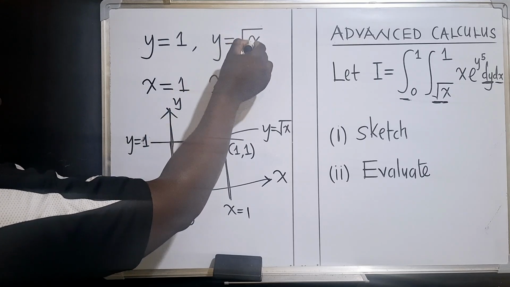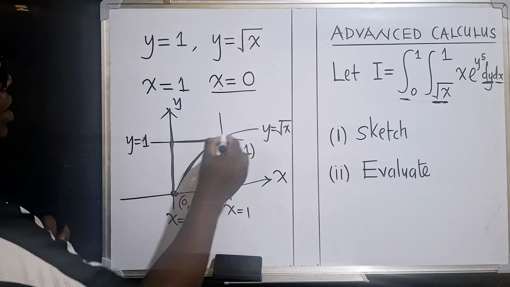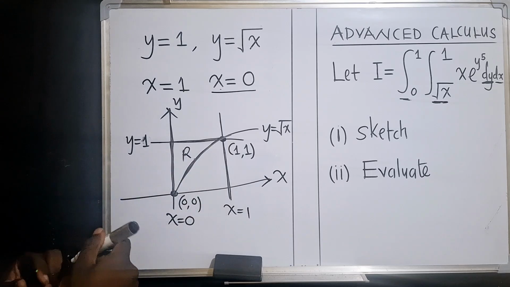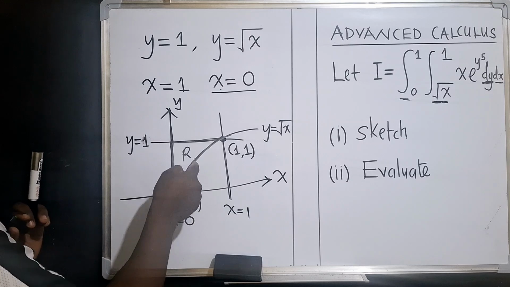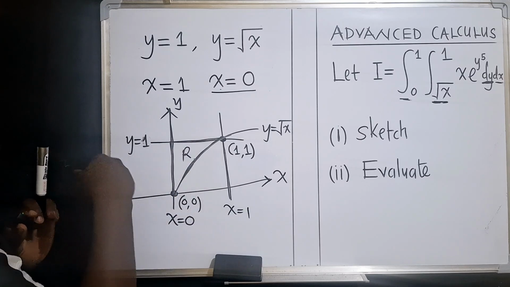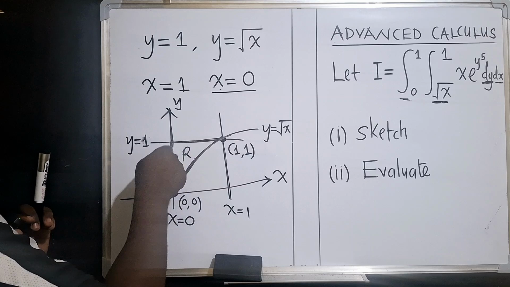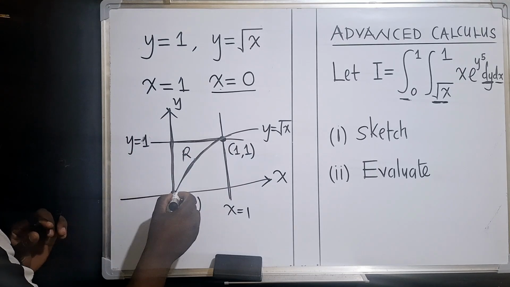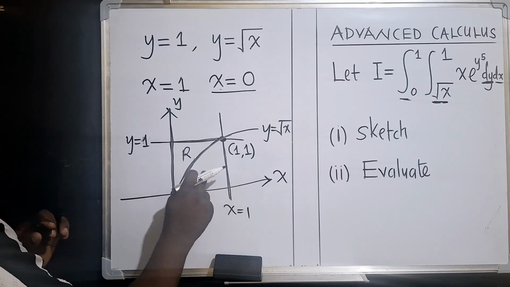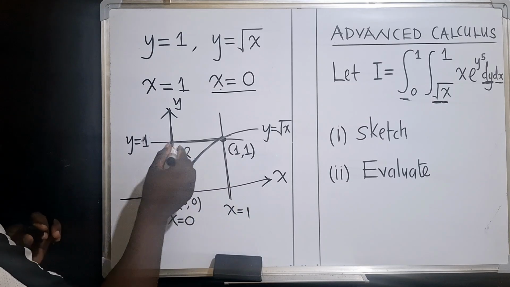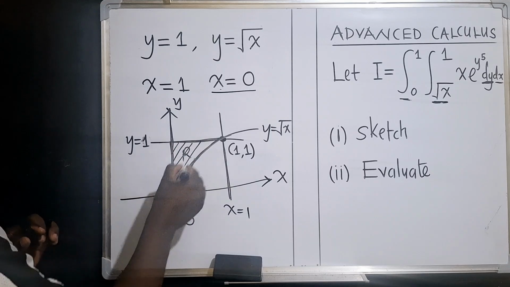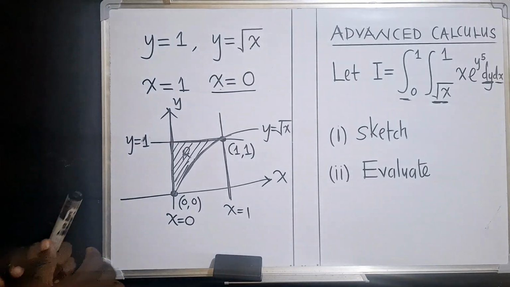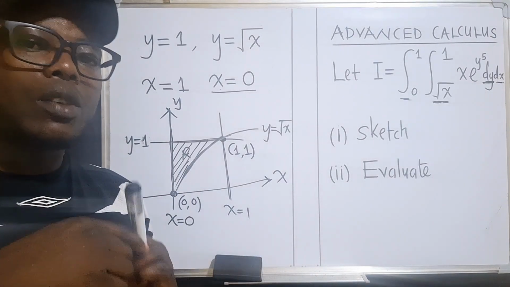While y is equal to square root of x is this graph right here. So it's covered. So this region is the region we're looking for, which is covered on all sides, here, here, and here. We can't pick this region because down here, we don't have an equation representing this side. So we can't pick this. Therefore, we shall pick this one. So let's shade it. This is how you sketch the graph. We now go to the next question where they're saying evaluate.